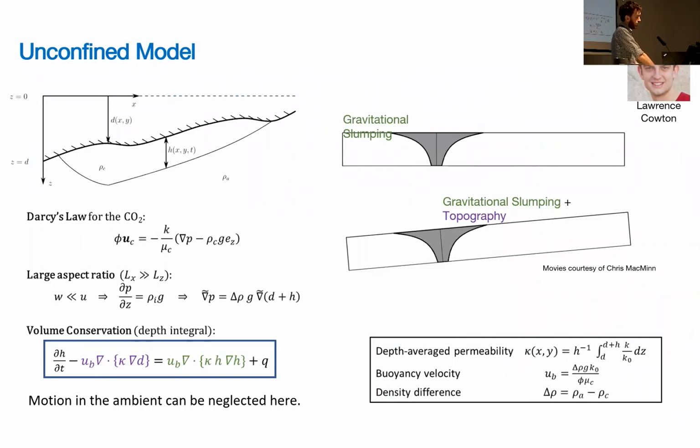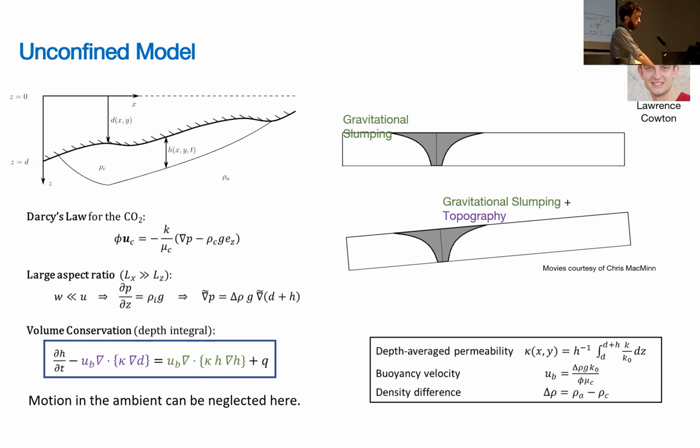A quick summary of how this kind of model works is that the CO2 flows based on Darcy's law, and because soon after injection the horizontal length scale is going to be much longer than the vertical length scale, you can assume that flow is predominantly horizontal and you get hydrostatic pressure in the fluid. Then you vertically integrate across the reservoir, and that gives you a volume conservation equation, shown here in the box on the bottom left, which is now only 2-dimensional rather than 3-dimensional. So this is a much simpler thing to solve numerically than a fully 3D simulation.